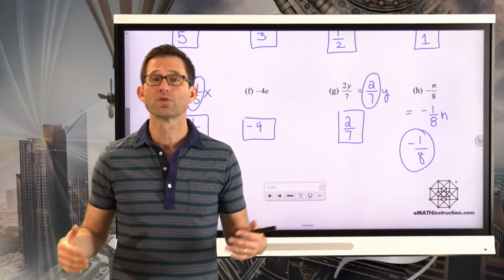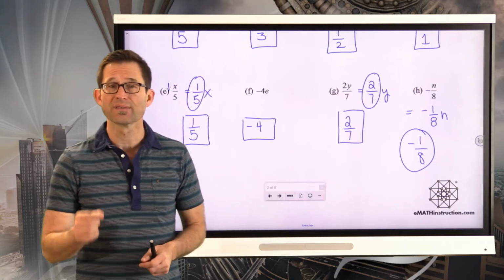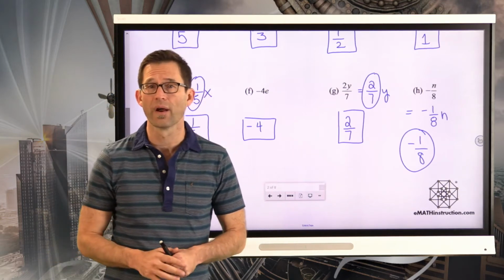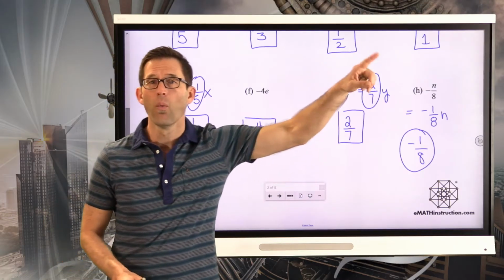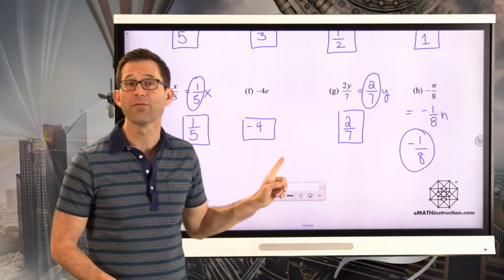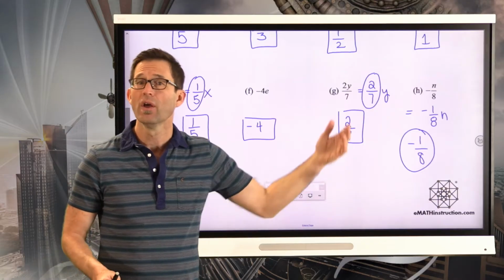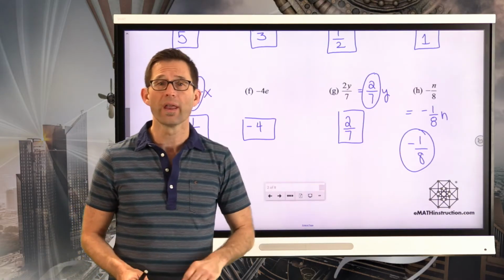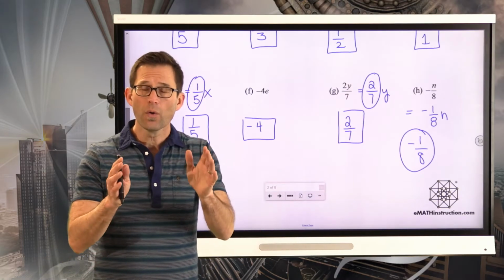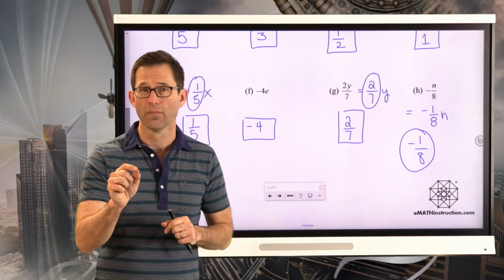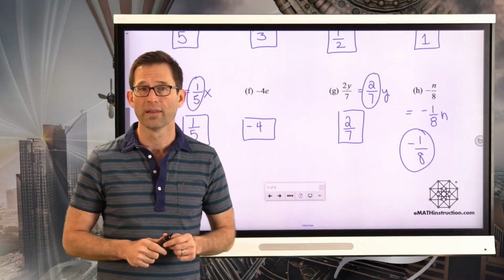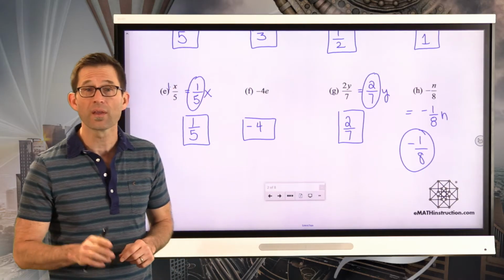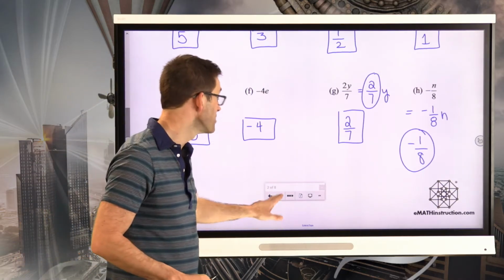And again, coefficients are really, really important to understand because they tell us how many of the variables are there. Are there 5 of them, 3 of them, a half of them, 1 of them, 1/5 of them, negative 4 of them? I know that sounds weird. 2/7 of them, negative 1/8 of them, right? That coefficient tells us how many of those variables are present, and we need to know that in order to combine like terms. So let's start to think a little bit about combining like terms.